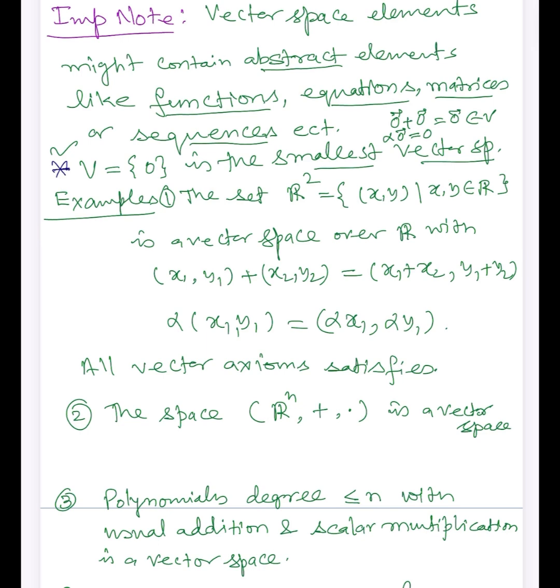Another example is the R2 plane, (x, y) such that x, y belong to R, with the usual addition and scalar multiplication: component-wise addition and component-wise multiplication. This also forms a vector space, and you can verify that all axioms are satisfied. So R2 is a vector space. Sometimes we write the vector space V as Rn with plus and product, the two operations, and we call it a vector space. So Rn is also a vector space, an n-dimensional vector space.